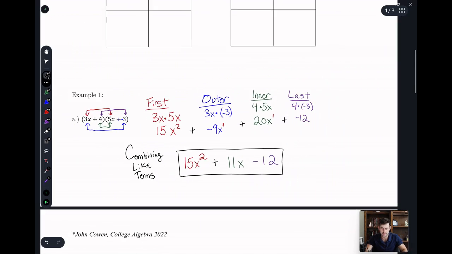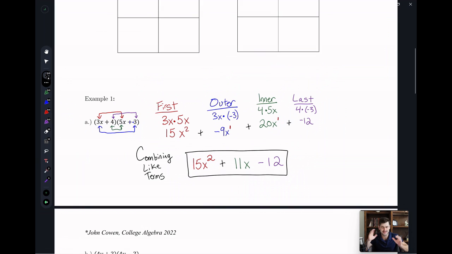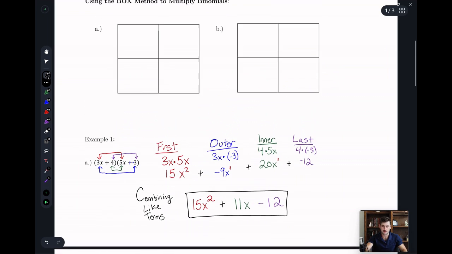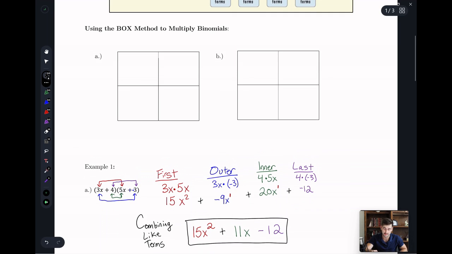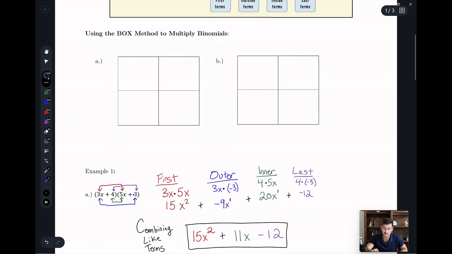All right, but some people say, oh, that's too confusing, too many colors, too much is going on. And a lot of students, especially ones that do not remember this from high school or having trouble with it, like to use the box method instead. So I'll show you the box method and then we'll be done. Let's look at this real quick.